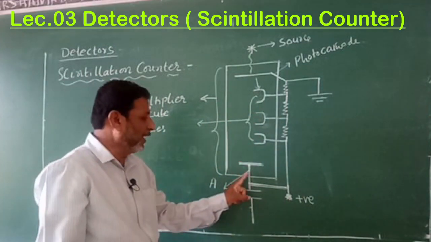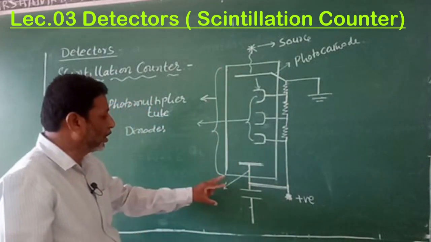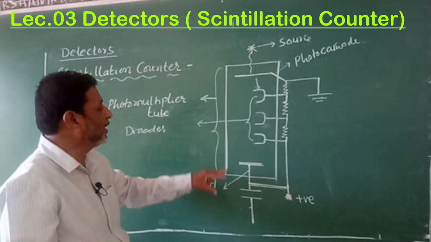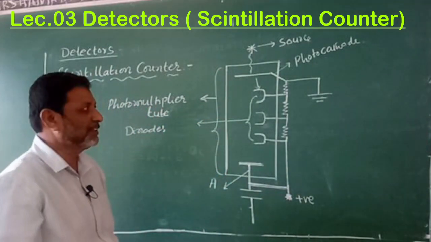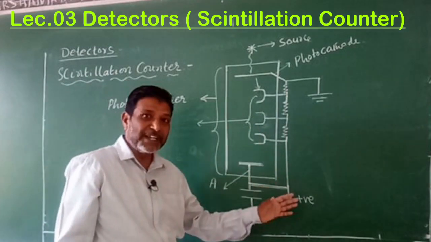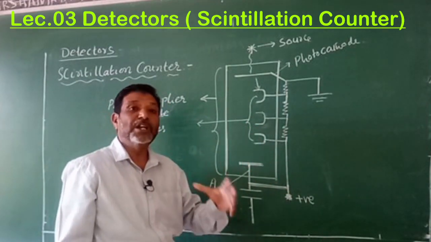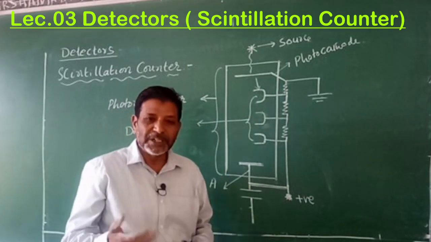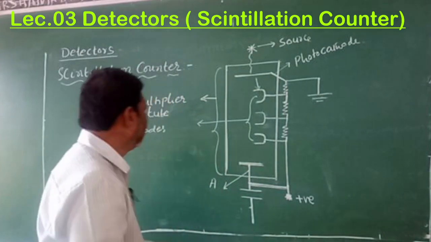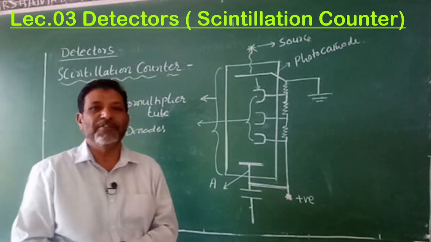Now this is the anode. This complete tube is known as the photomultiplier tube. After understanding the construction of this scintillation counter, let us now try to understand the theory of this scintillation counter. From here onwards, you must be very careful.